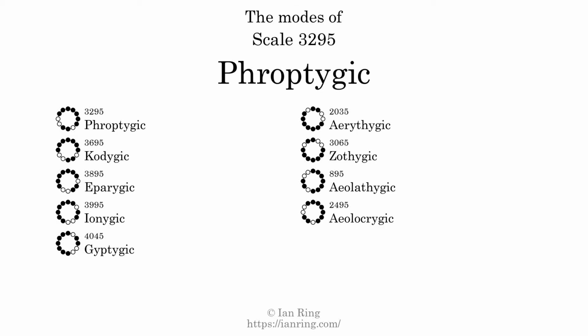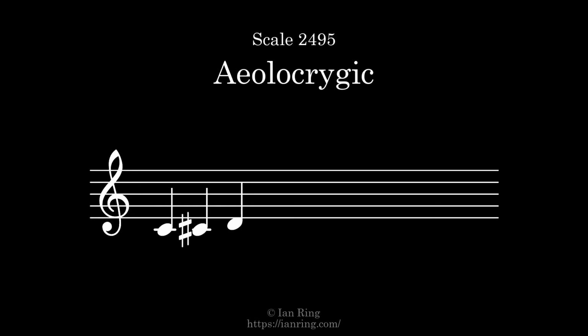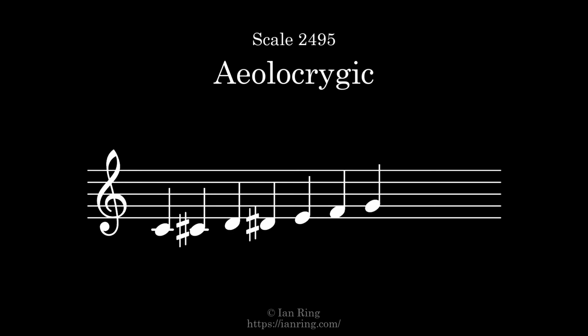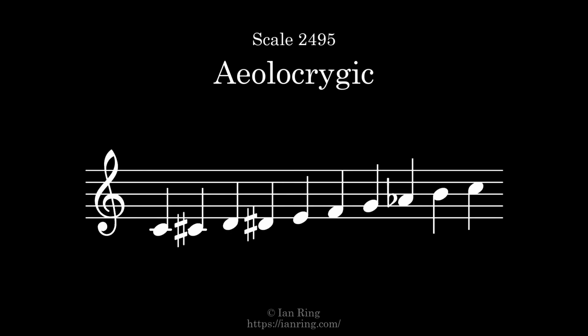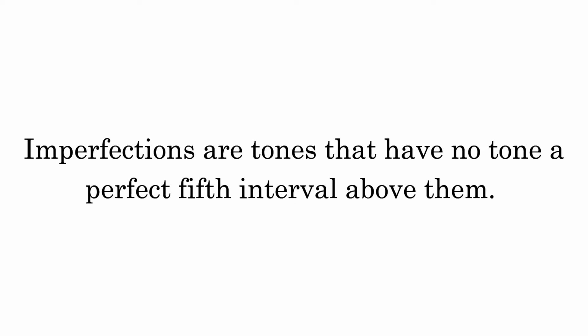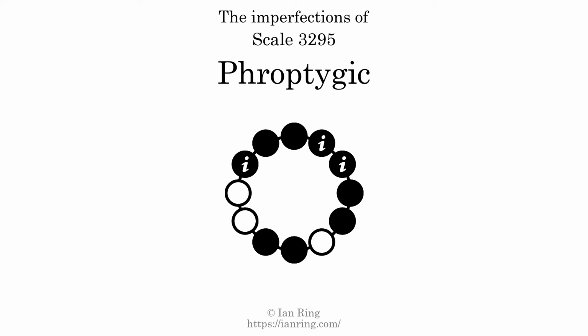The ninth and last mode is scale 2495, also known as Elithogic. It sounds like this. Imperfections are tones that have no tone a perfect fifth interval above them. This scale has 3 imperfections. They are at positions here, here, and here.